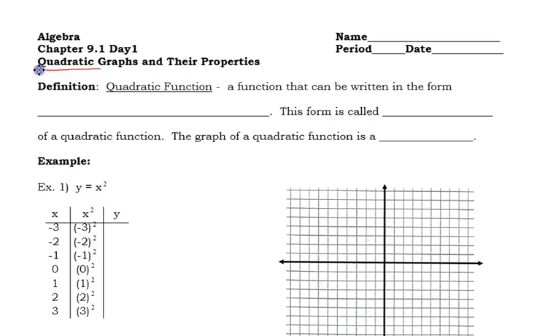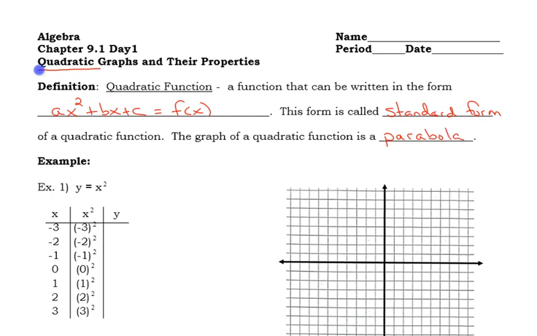A quadratic function is a function that can be written in the form ax squared plus bx plus c. Now, that there is not a function yet until we set it equal to f of x or y. If this was set equal to 0, it would be considered a quadratic equation. This form is called standard form of a quadratic function. And the graph of a quadratic function, when we graph it, makes a parabola.